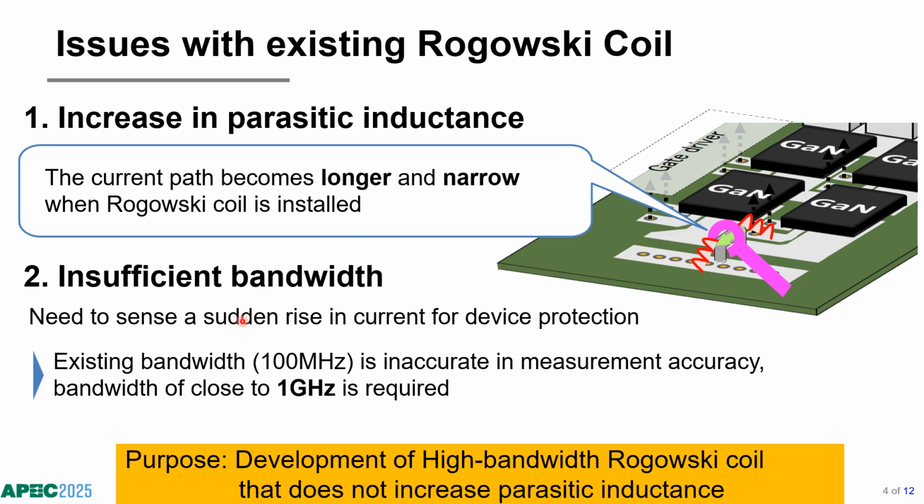The second one is insufficient bandwidth. It is necessary to accurately sense a sudden rise in current, such as short circuit current. Existing bandwidth is not sufficient, so close to 1 GHz is required. So our purpose is to develop a high bandwidth Rogowski coil that does not increase parasitic inductance.